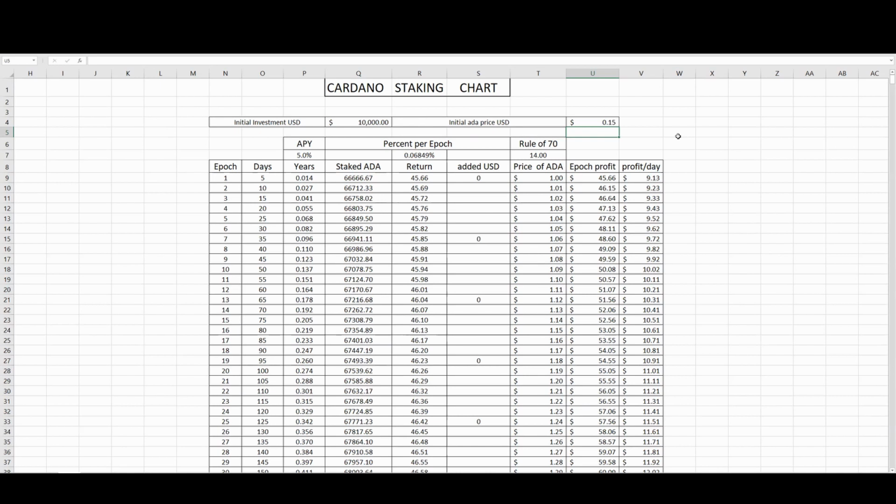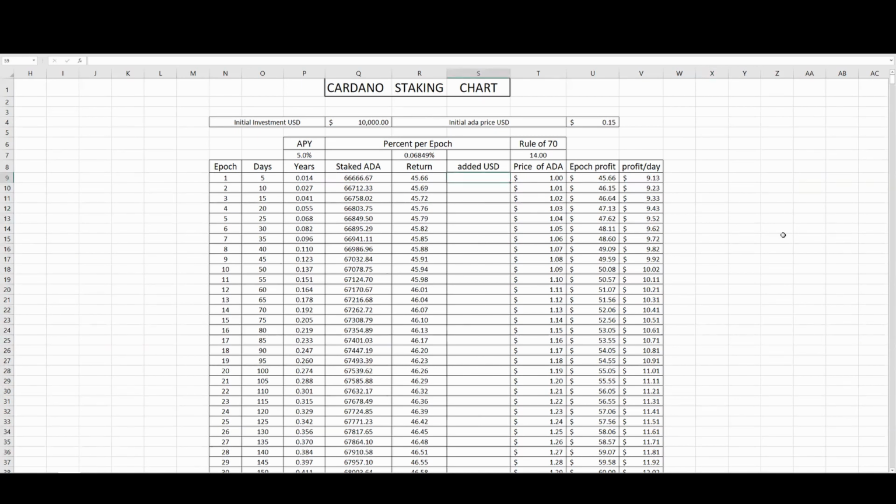Again, this is estimated, and I'm just adding 1 cent every epoch just to show an increase in ADA price, because ADA price does not increase linearly, but it does increase parabolically and then dip and then parabolically. So I'm just estimating it as a linear fit, which is probably an underestimation of where ADA will be in the future. So at this example investment, we're already making $9 a day just by staking rewards.